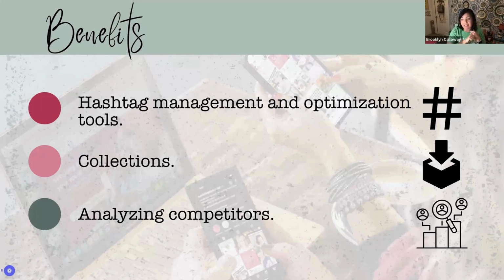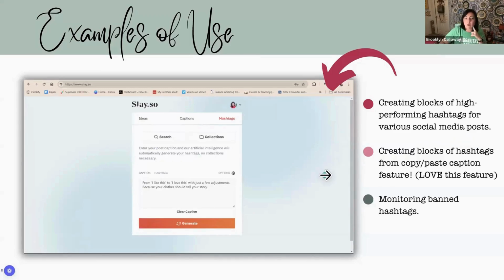Analyzing competitors, I love doing that. So when I have a client who wants to know how so and so is doing or how they shape up or compare to them, all I have to do is type in their Instagram handle and Slay.so will literally tell me what that competitor's engagement rate is. So that is really cool.